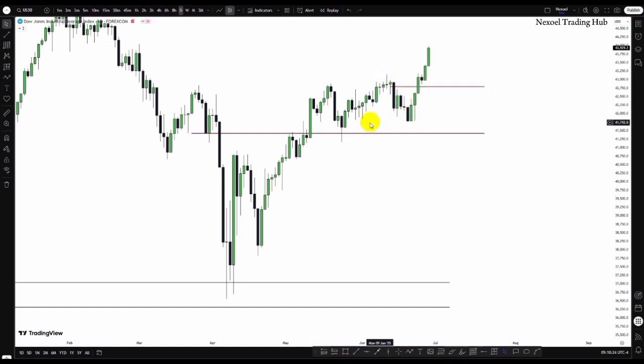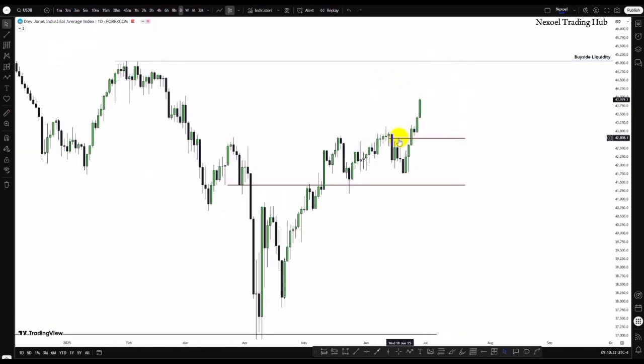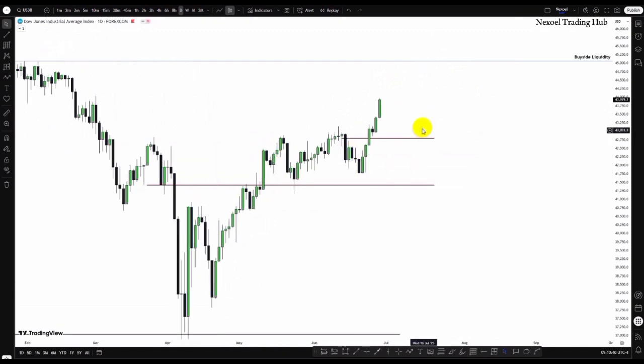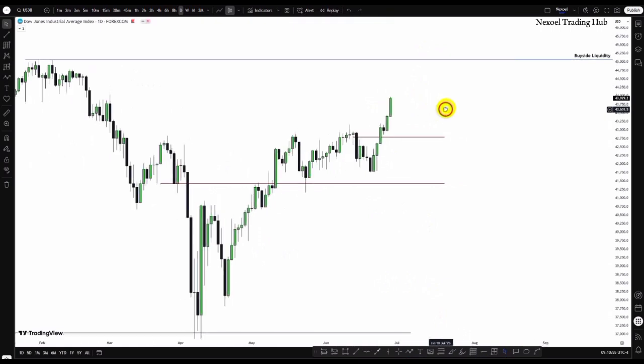Price again returned, seeking these relatively equal lows here, and we have this bullish delivery to the upside. So this is the order block, or let's call it the proportion block, because after the mitigation of the order block, this was formed. So we could see now from the daily time frame, what I'm looking for in the US30 is to see how price returns to the downside, and we have the bullish continuation to the upside. So clearly this is what I'm looking for in US30.